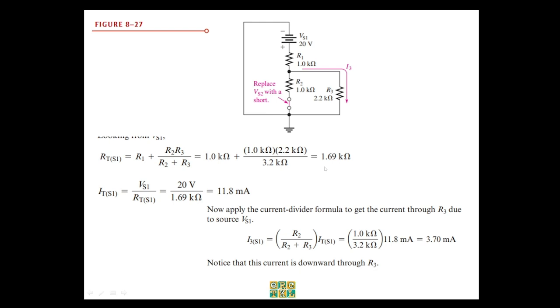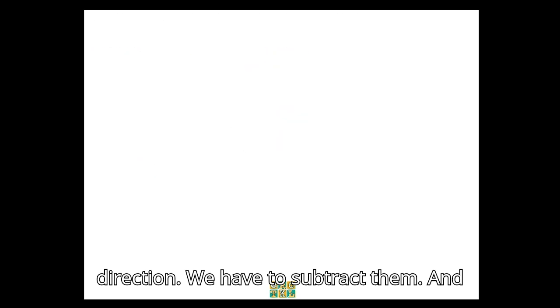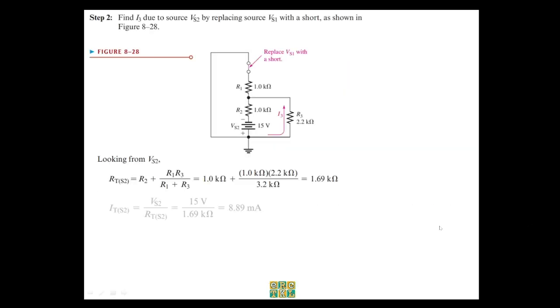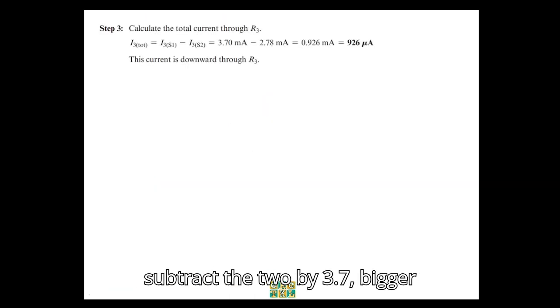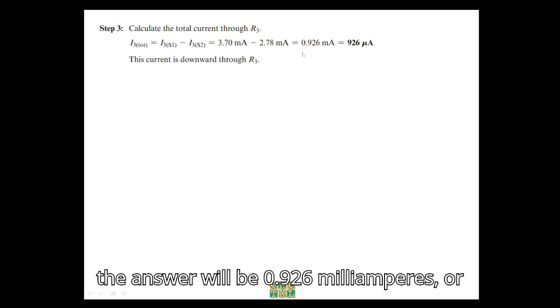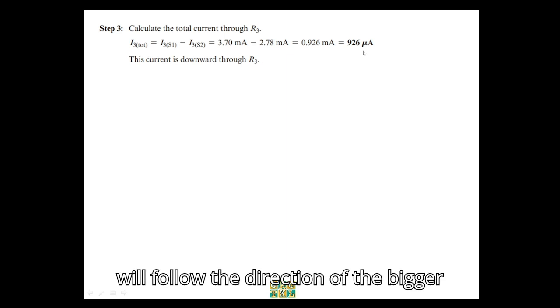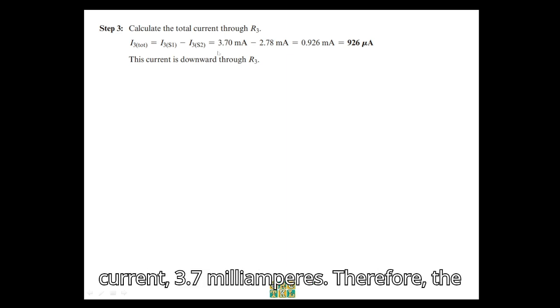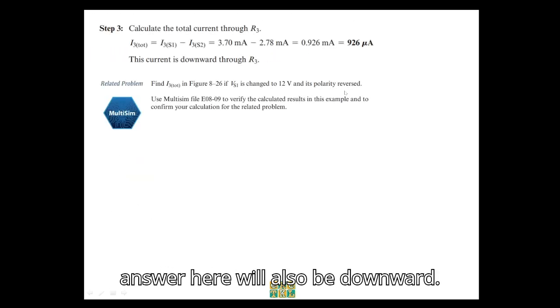Therefore, the two I3 that we calculated have opposite directions. We have to subtract them. Which one is bigger, 3.7 or 2.78? The bigger one is the 3.7, which is going downward. Therefore, we subtract the two: 3.7, the bigger current, minus the smaller current, and the answer will be 0.926 milliamperes, or converted to micro, 926 microamperes. And we will follow the direction of the bigger current, 3.7 milliamperes. Therefore, the 3.7 milliamperes I3 will be going downward, and so the final answer here will also be downward.